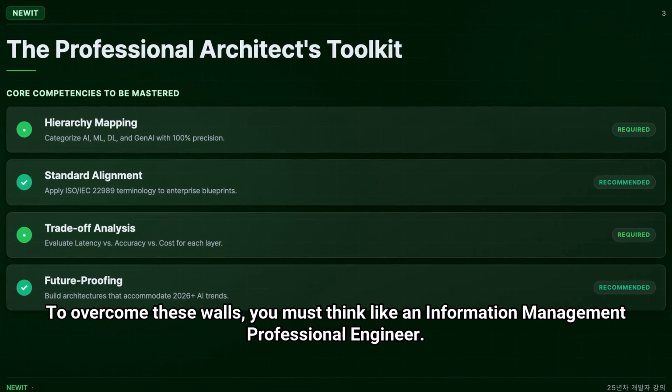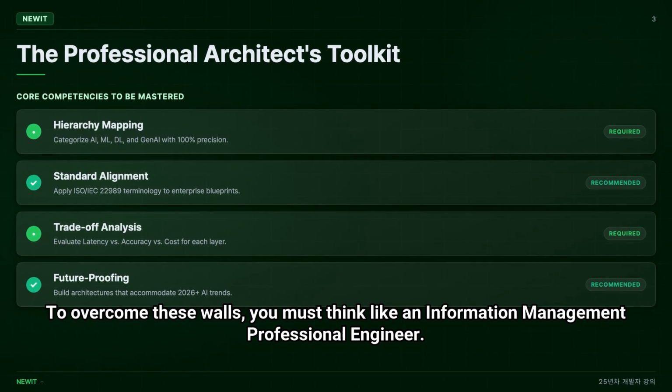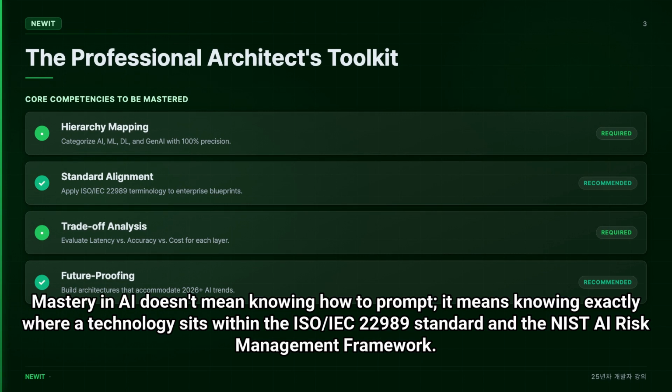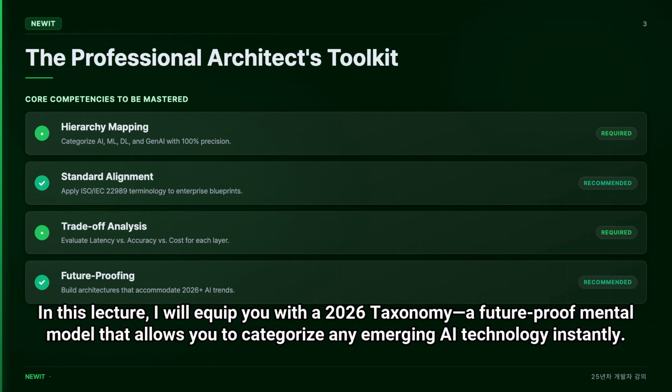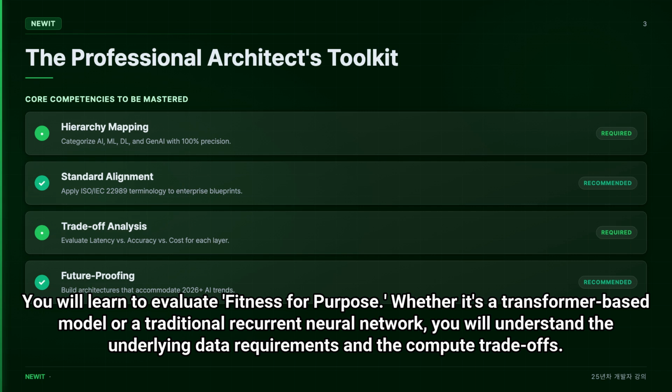To overcome these walls, you must think like an information management professional engineer. Mastery in AI doesn't mean knowing how to prompt. It means knowing exactly where a technology sits within the ISO/IEC 22989 standard and the NIST AI Risk Management Framework. In this lecture, I will equip you with a 2026 Taxonomy, a future-proof mental model that allows you to categorize any emerging AI technology instantly.